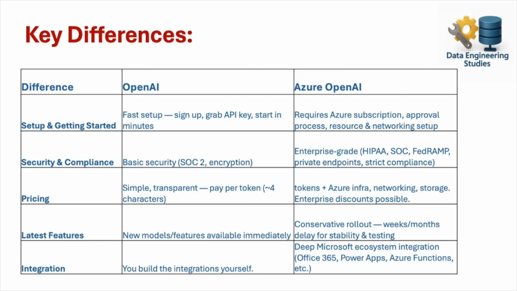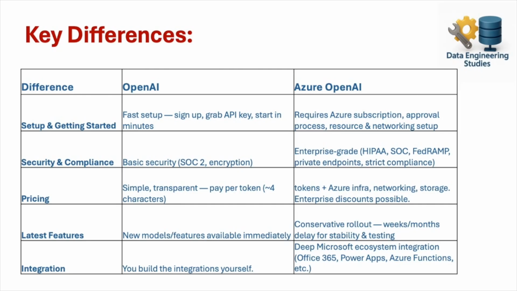The last difference is the integration. OpenAI gives you a clean REST API. It works with everything, but you need to build the integration yourself. Whereas Azure OpenAI plugs directly into the Microsoft ecosystem. It has native integration with Office 365, Power Apps, Azure Functions, and dozens of Azure services. If you are a Microsoft shop, this is huge.